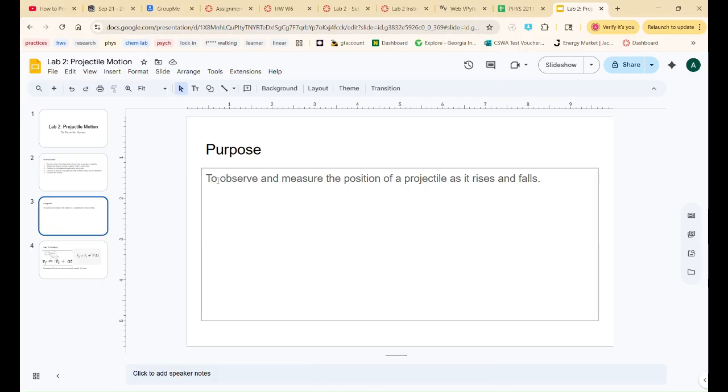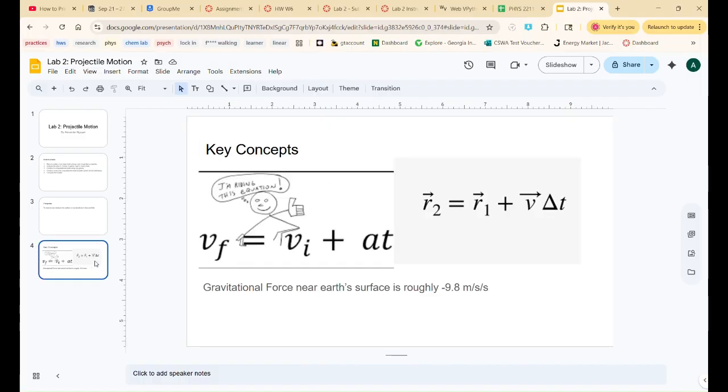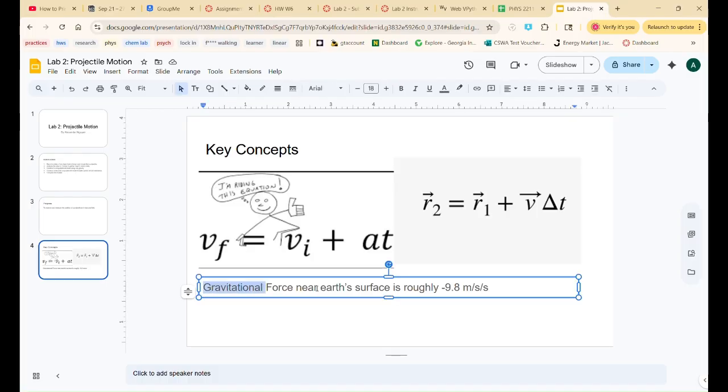So the purpose of this lab is to observe and measure the position of the projectile as it rises and falls. And the key concepts are the position update formula and the velocity update formula. And you have to know the gravitational acceleration near the surface of Earth is roughly minus 9.8 meters per second squared.